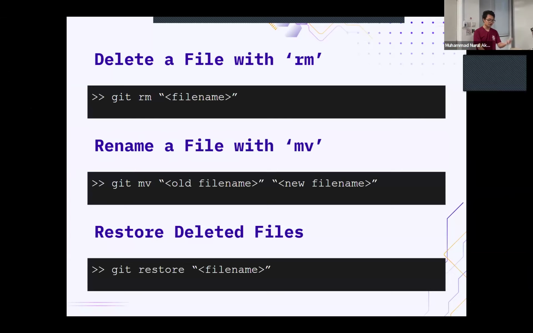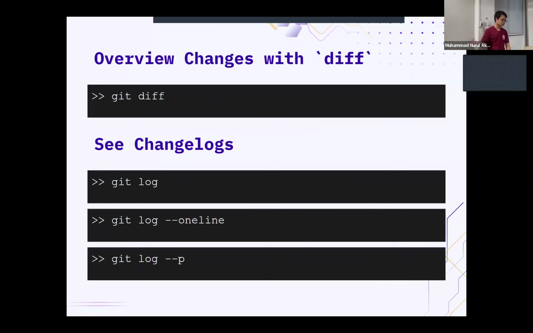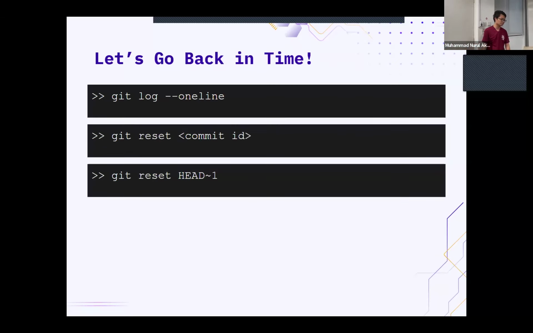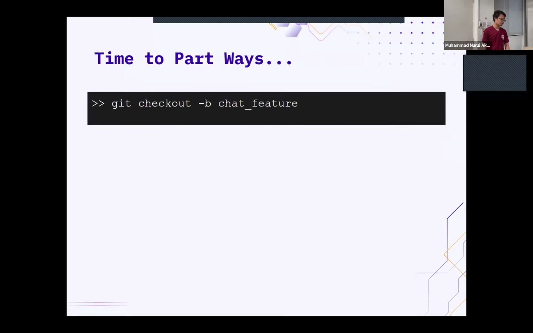You can rename a file by using git mv, also like the restoring of deleted files just now. So after you go back to the older commits where you still have the file, that's when you can restore the file that you accidentally deleted, for example. So you can go ahead and explore all these commands in your own time.